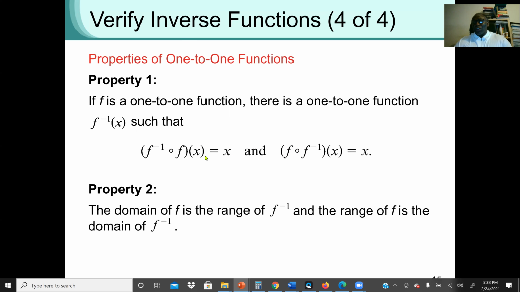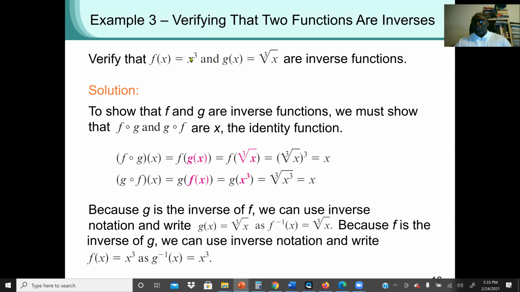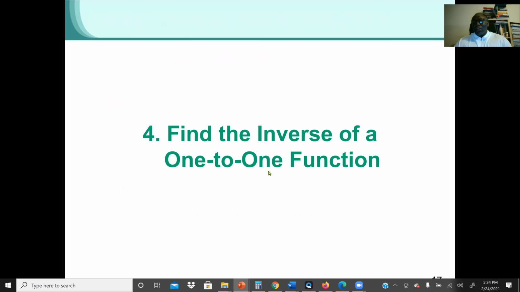This is to verify. So we saw this example: f(x) is x cubed, g(x) is the cube root of x. So we're going to find f composite g at x, then g composite f at x. If both answers are x, then we say the two functions are inverse. Now, in the next section, we're going to learn how to find the inverse of a one-to-one function.